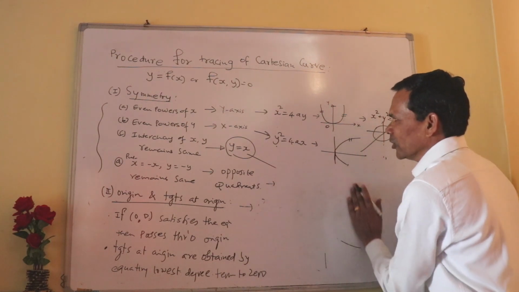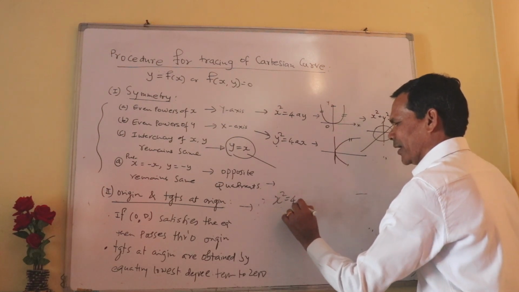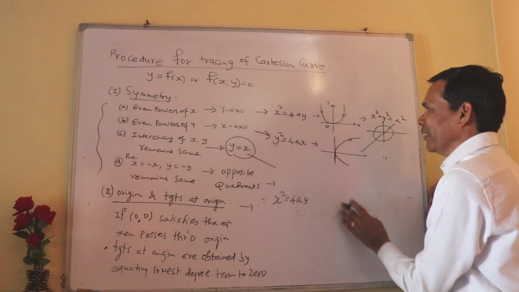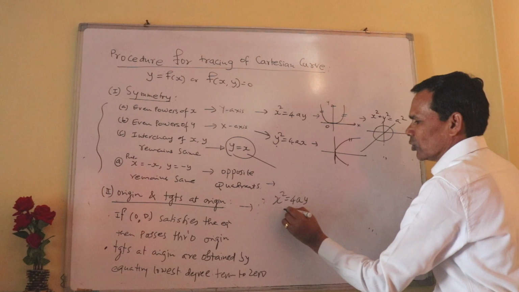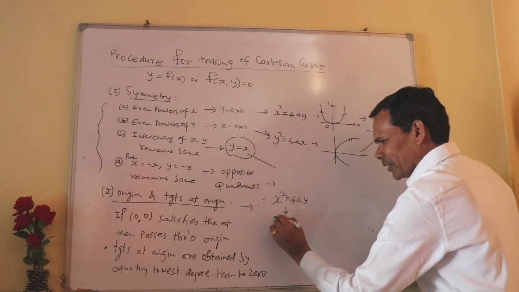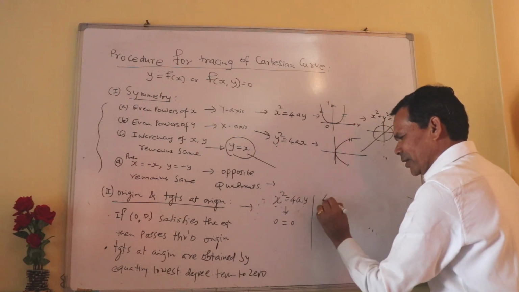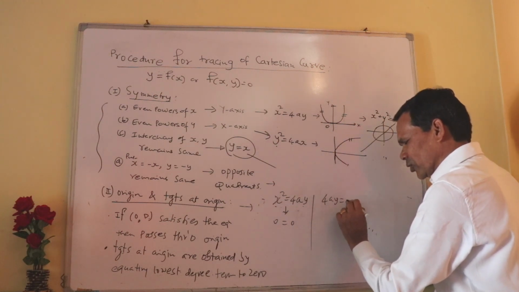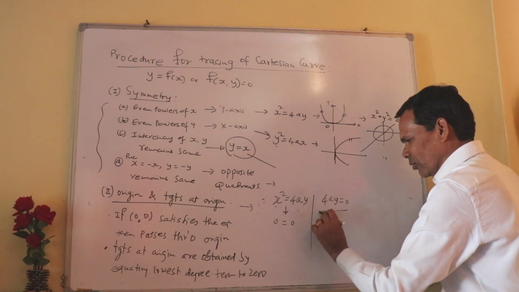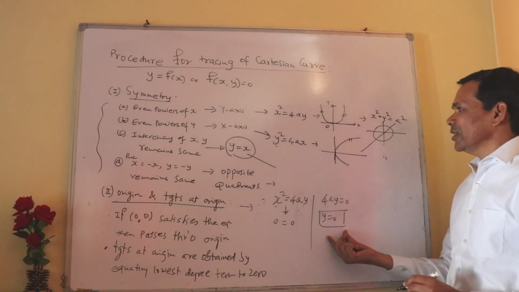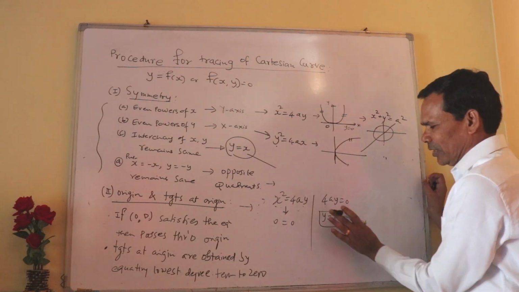Similarly, if you take x square is equal to 4ay, then naturally again, so here if you observe this is the tangent. It passes through origin, yes, 0, 0, 0 is equal to 0. Then the lowest degree term 4ay is equal to 0. 4ay is equal to 0 means y is equal to 0 is the tangent at origin. y is equal to 0 means x-axis is the tangent at origin.